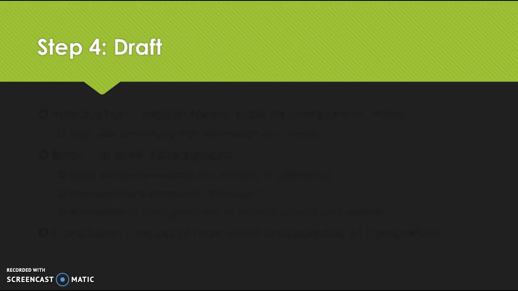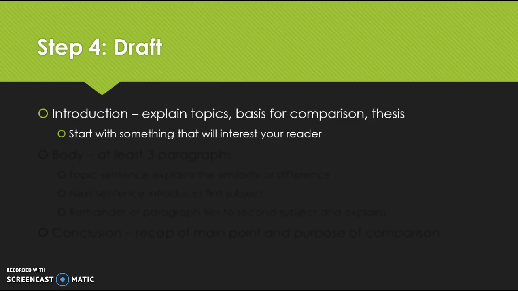The fourth step is to draft. This is where you're going to take your outline and brainstorming and turn it into an essay. Start with the introduction. At the very beginning, you should have some sort of hook to draw your reader in. Then you want to explain your topics and the basis for your comparison, as well as your thesis statement. You want to start with something that will interest your reader, but pull them pretty quickly into the comparison itself. Why are we comparing these two things together, and what can we gain from it?